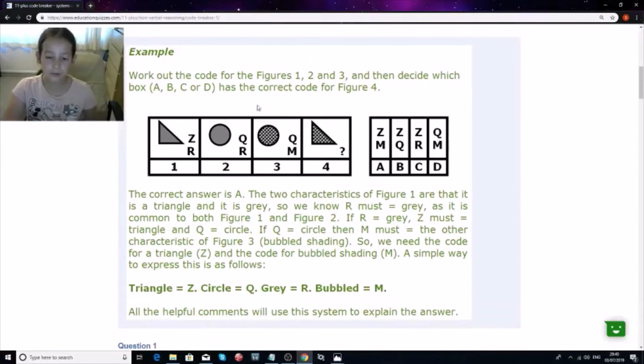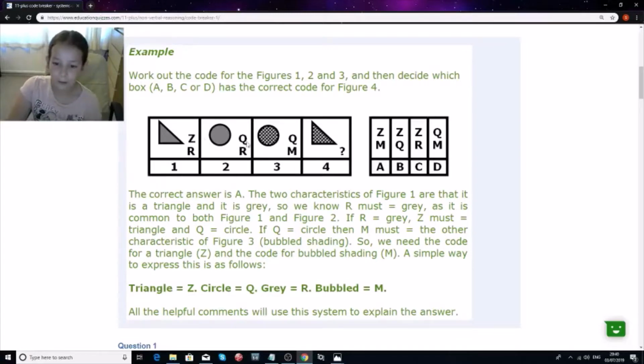So here is a triangle and a circle and another circle and then another triangle. So what do they have in common? Well, two Q's. These two are both circles. Two R's. These are both grey.